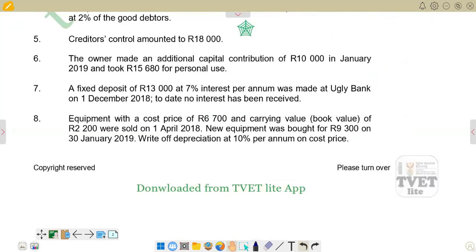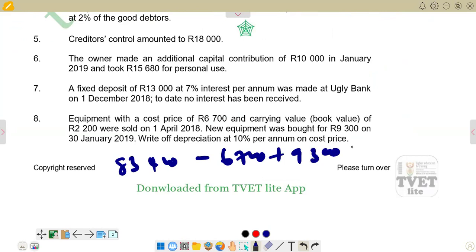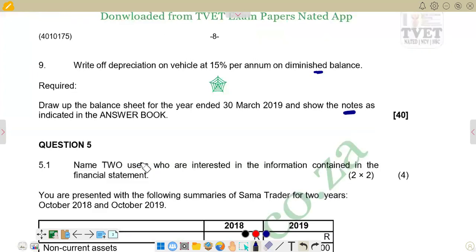83,400. So we're just going to say 83,400, and then we subtract the one that was disposed, 6,700, and then we add the one that was purchased, 9,300, to get the cost at the end, or the cost carrying value at the end. So if you do that, you'll see that you are going to get 86,000. So this is going to be the representation of our gross carrying value at the end. So you come here, we just put our 86,000.